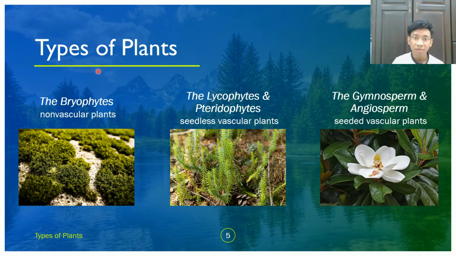Next is the types of plants. There are 5 types of plants we will learn in this topic. The first one is the bryophytes, which are the non-vascular plants. These plants are usually low-lying and they live in moist environments. Next are lycophytes and pteridophytes. These are seedless vascular plants. These plants have vascular tissue and they typically have stems, roots and leaves. And the next one is gymnosperms and angiosperms. These are seeded vascular plants. All of these types of plants will be explained further in the next chapters.